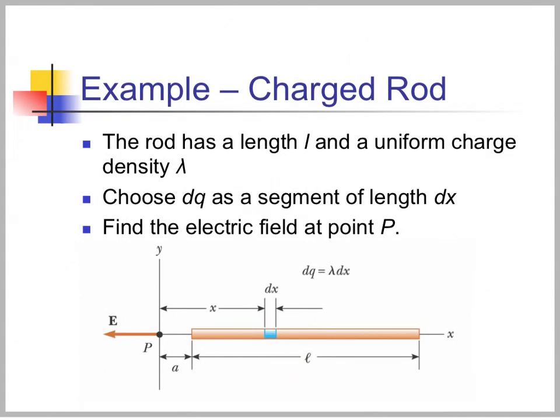So how is this done? Let's look at some examples. Let's say I have a charged rod. It's got a length L, and it's got a uniform charge density lambda. Remember, that's the total charge divided by the total length. So we're going to look at a little segment dq here, in blue, that's got a little segment length dx. We want to find the electric field at point P.